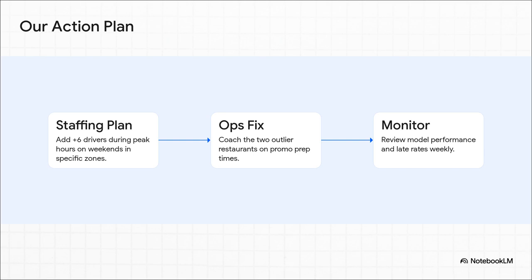First, based on that SARIMA forecast, we added 6 more drivers during the weekend rush. Second, based on our outlier detection, we worked directly with those 2 struggling restaurants to help them with their prep times. And third, we set up a system to keep a close eye on everything, making sure our models stayed accurate and that late rates were going down.